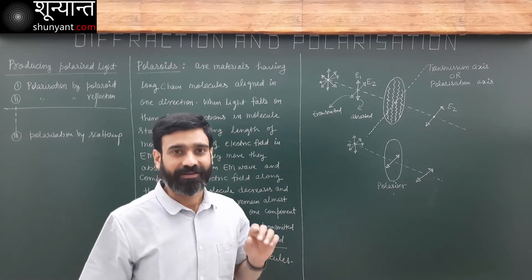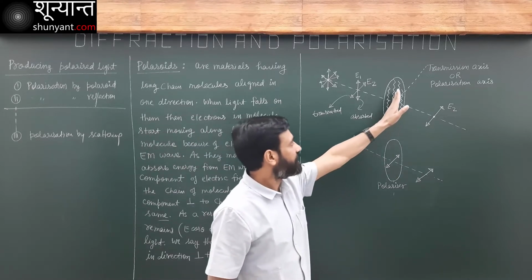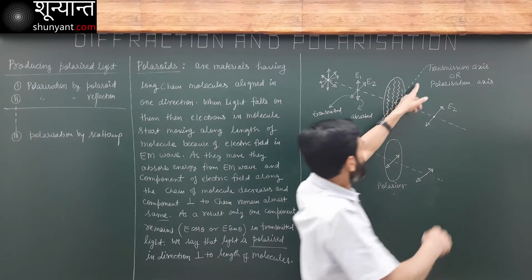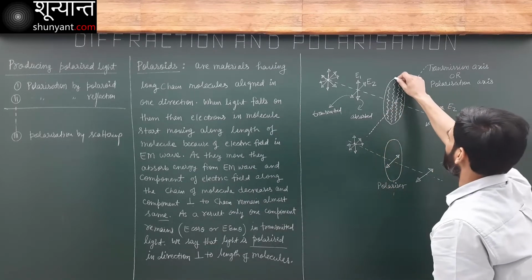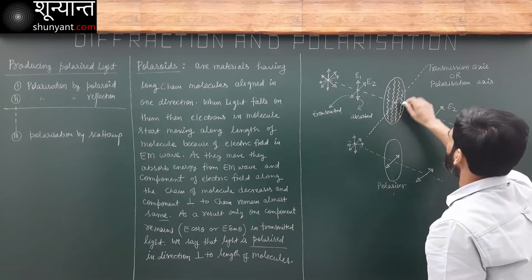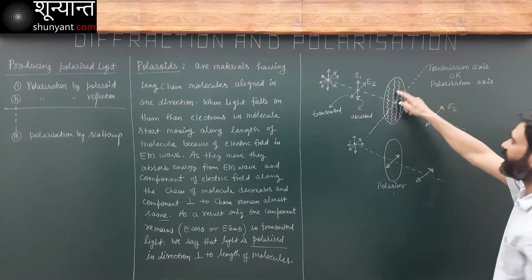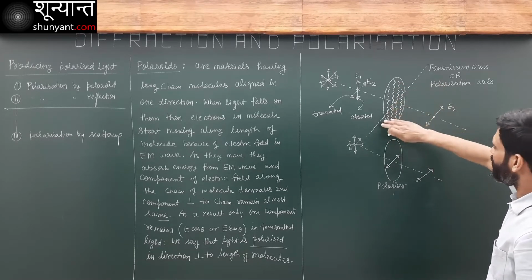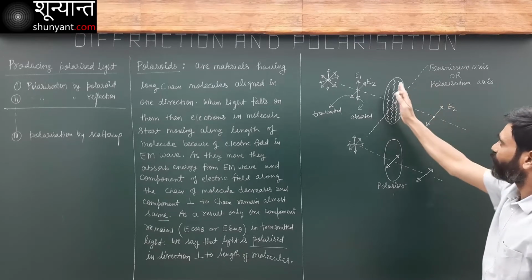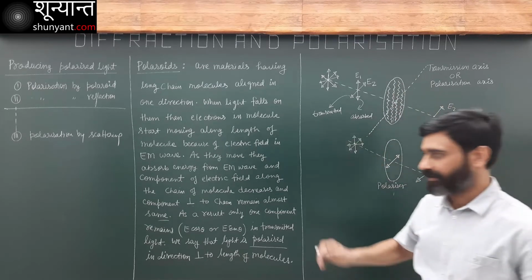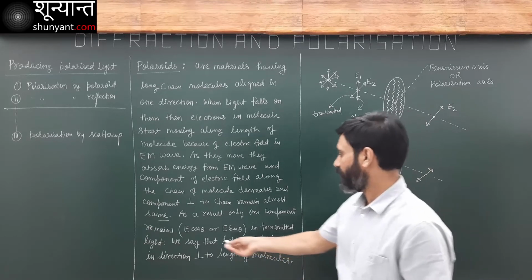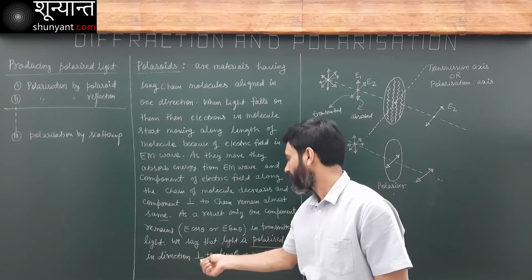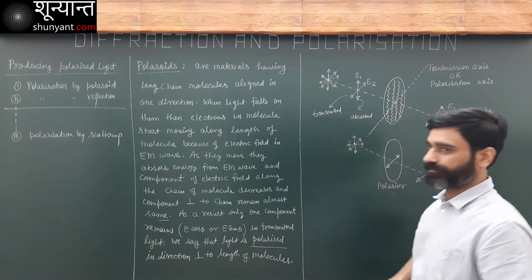And what is that plane? That will be normal to this chain of molecules. This line we are showing is the chain of molecules, and this line here is perpendicular to this chain. All the electric field will be along this line only. The other component is getting absorbed. It is reduced. We say that light is polarized in the direction perpendicular to the length of the molecule.